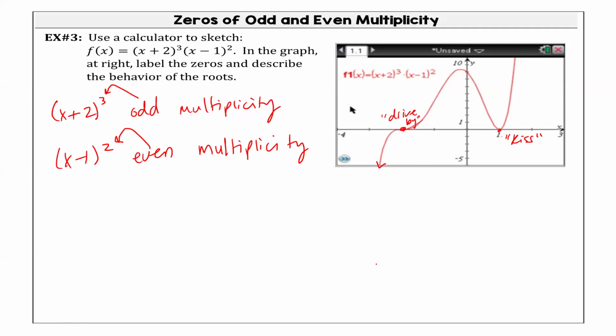As long as they're greater than 1, that goes for both. Well, 1 is odd, so, 1s are boring. They just cross and keep it rolling. A 1 cannot do a drive-by. It just crosses.